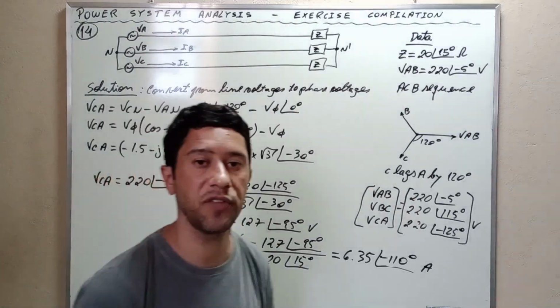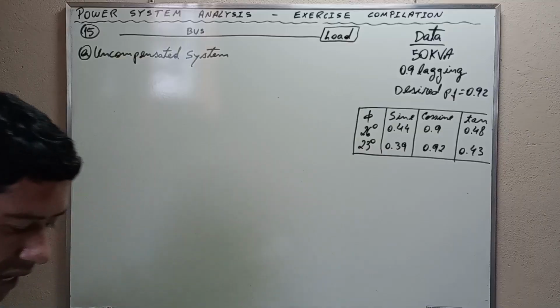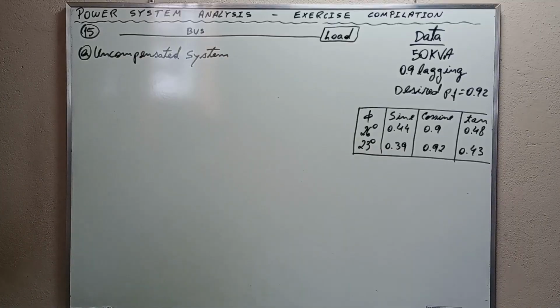Let's go to exercise 15. A 50 kVA load with a lagging power factor equal to 0.9 is connected to a bus. Calculate the reactive power a capacitor bank will need to provide to raise the power factor to 0.92 lagging. Okay, my friends, this is the exercise.